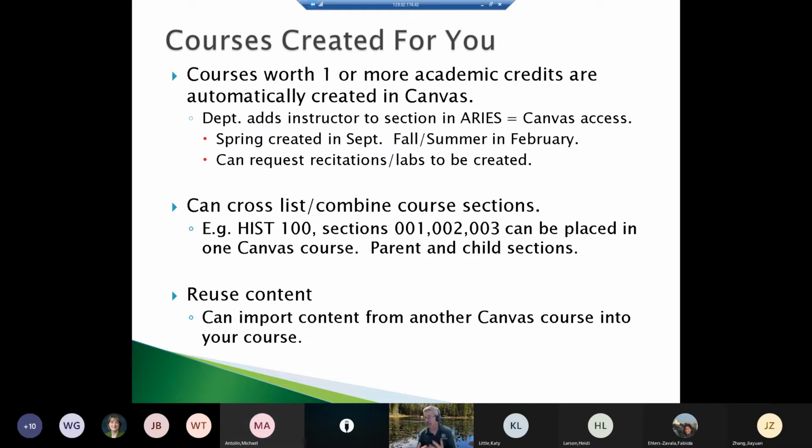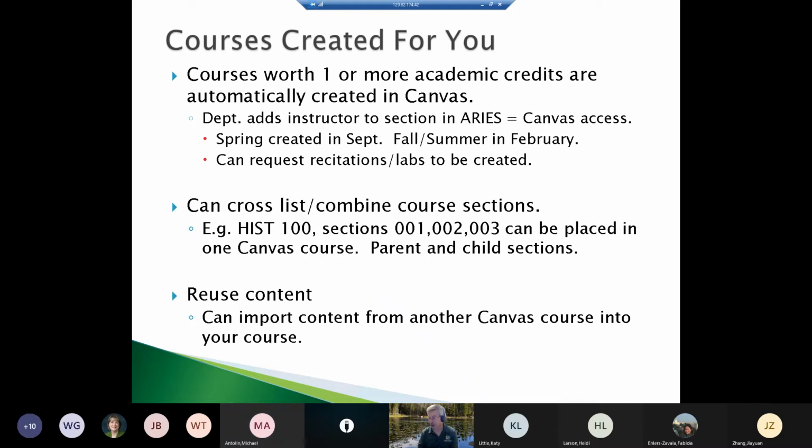You get access to a section or course in Canvas when your department's course scheduler goes into ARIES. If you're not familiar with ARIES, which obviously means RAMs for CSU Rams, ARIES is the student information system here at CSU. Your department course scheduler puts you into the ARIES student information system and lists you as the specific instructor for a specific section. And once that happens, within a day, that information gets synced over to Canvas, and you then get access to the corresponding course in Canvas.